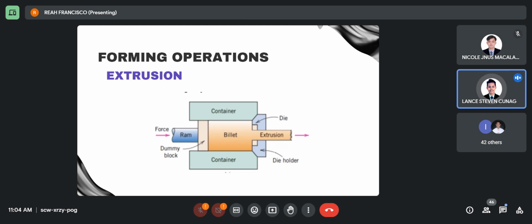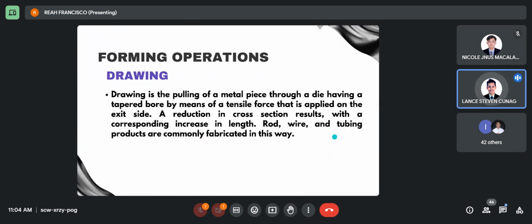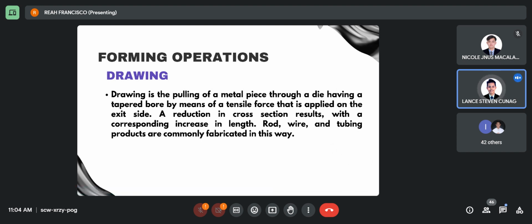So on the fourth one, we have the drawing. So drawing is the pulling of a metal piece through a die having a tapered bore by means of a tensile force that is applied on the exit side. A reduction in cross-section results, with a corresponding increase in length. Rod, wire, and tubing products are commonly fabricated in this way.